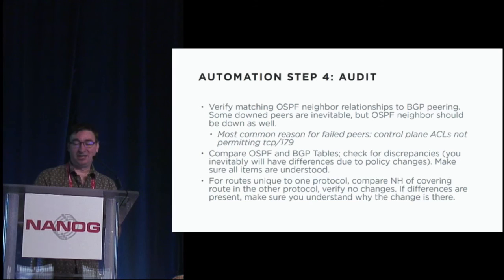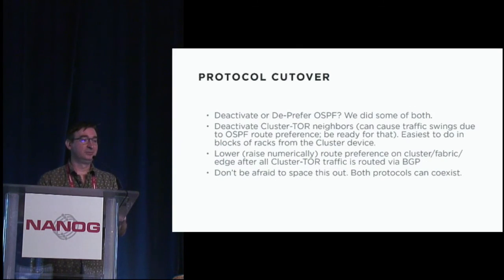Check the routing tables and make sure that for every route that is still only in one protocol or the other, you understand why. Check a route, if you have a route that's only OSPF, check the covering BGP route and make sure the next hops match. That was a very valuable audit to do.